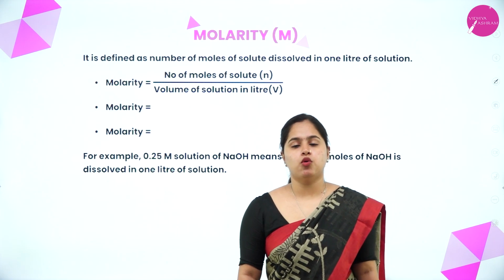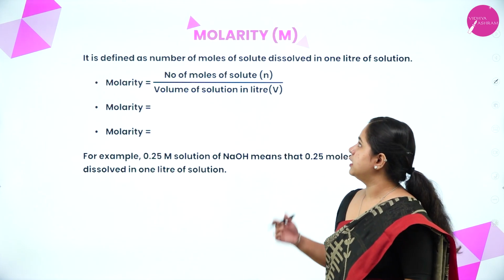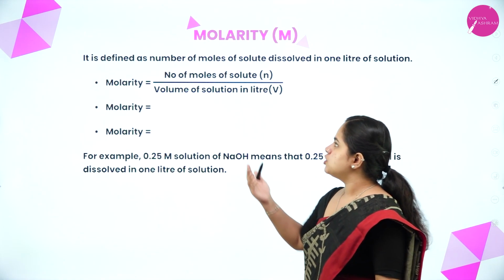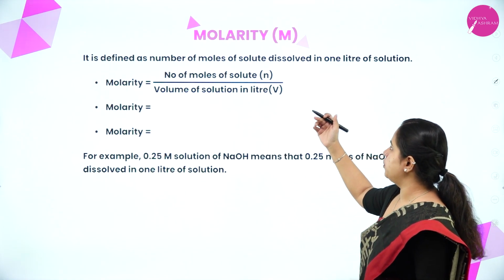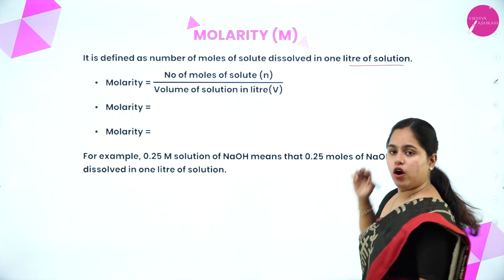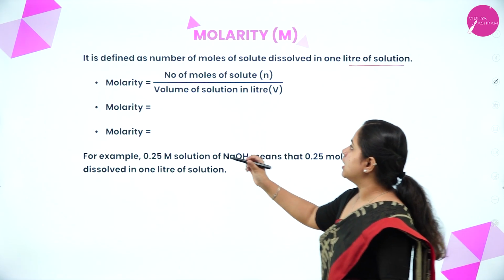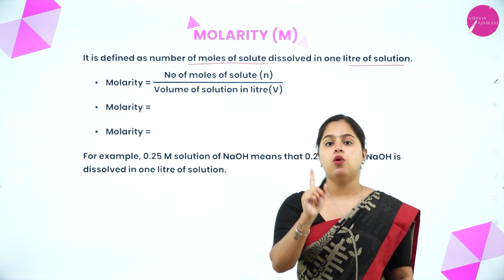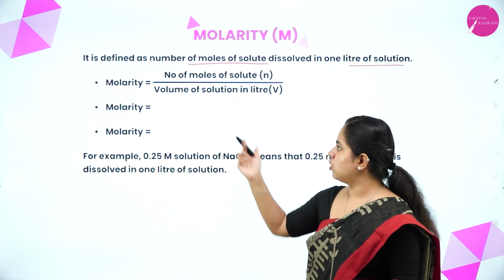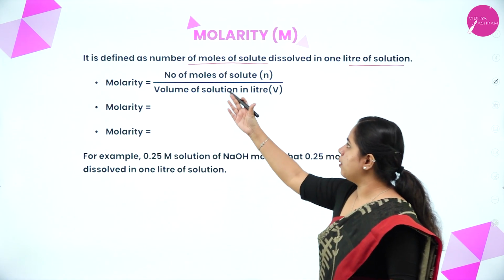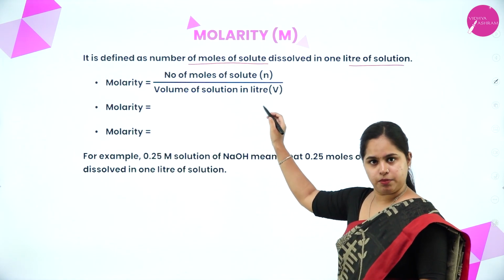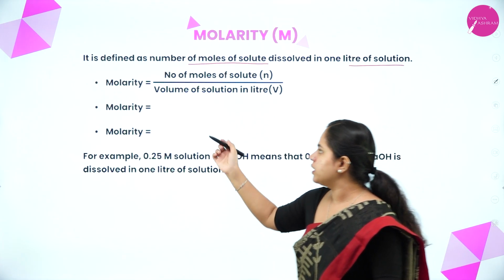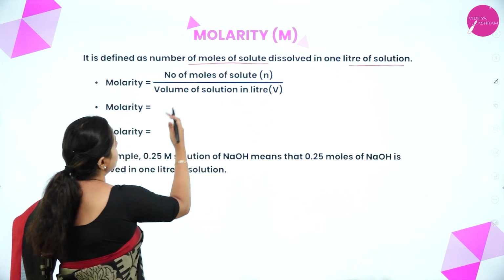Now let's move on to our third concentration term, that is molarity, which is represented by capital M. It is defined as the number of moles of solute dissolved in 1 liter of solution. So it is the number of moles of your solute which is present in 1 liter of your solution. So what is the equation? Molarity is equal to the number of moles of solute, represented by n, divided by the volume of solution in liters.